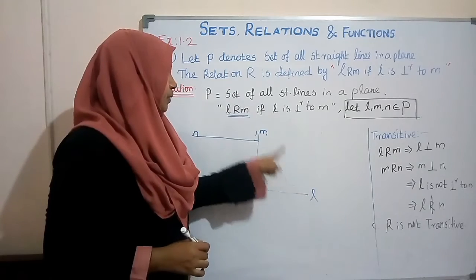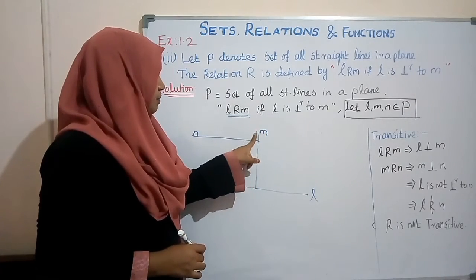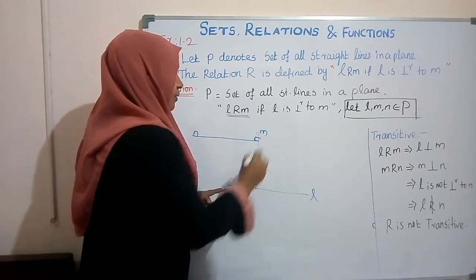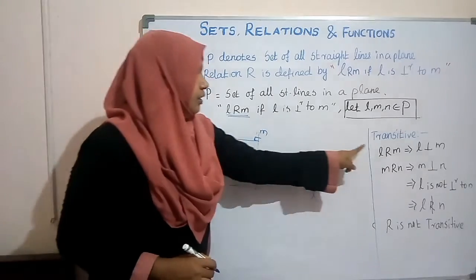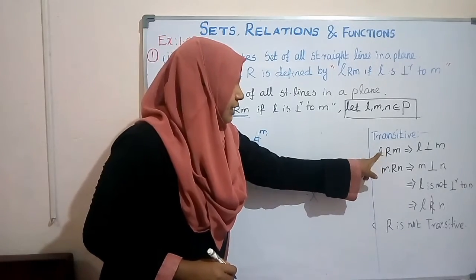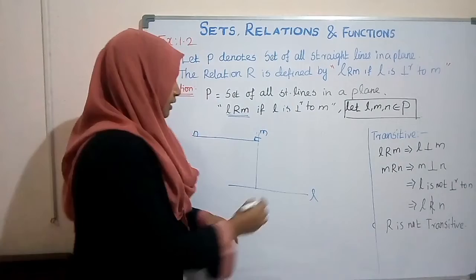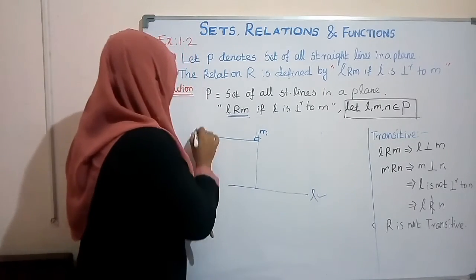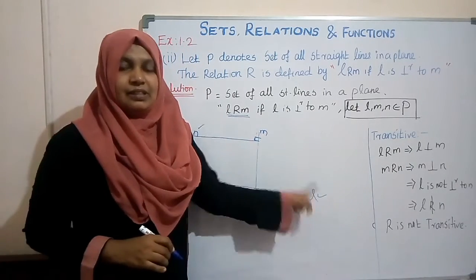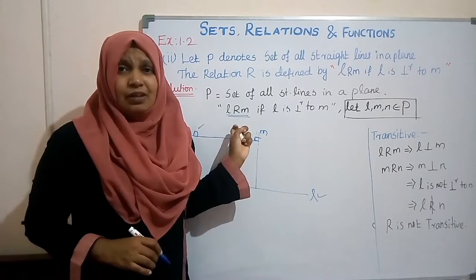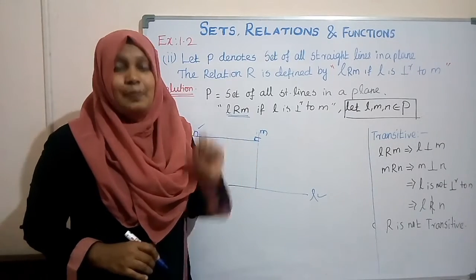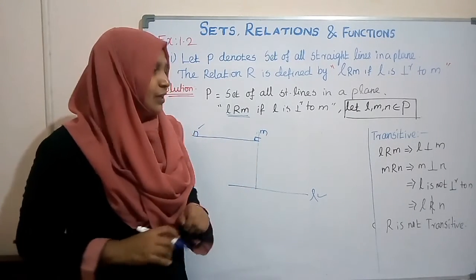Okay, now L is perpendicular to M and M is perpendicular to N. Now we have to say L is perpendicular to N. See whether these two lines are perpendicular or parallel. Yes, it is parallel. It is not perpendicular again.